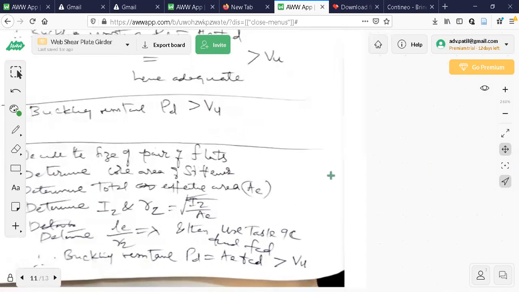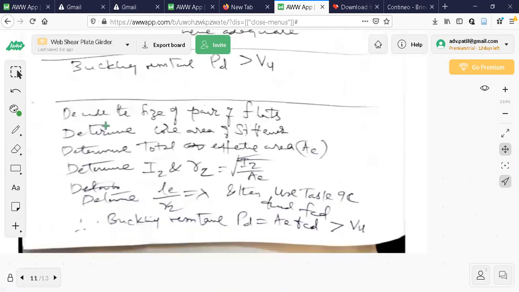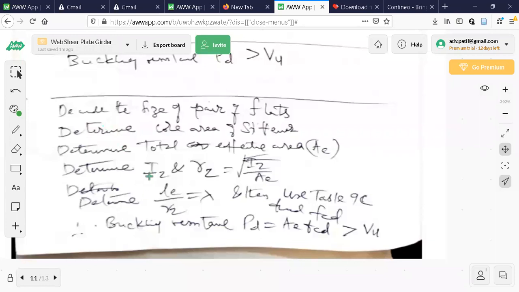Now, see here, I'll just summarize it. The design steps I have given in a short way. Decide the size of the pair of flats on either side. Pair of flats. These are nothing but flats only, two rectangular.